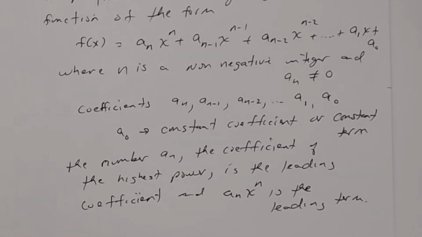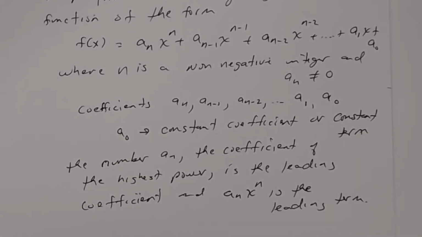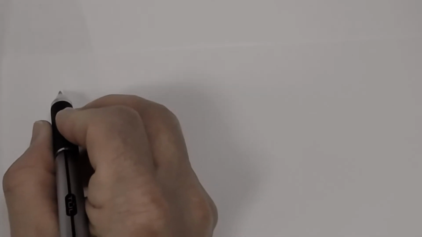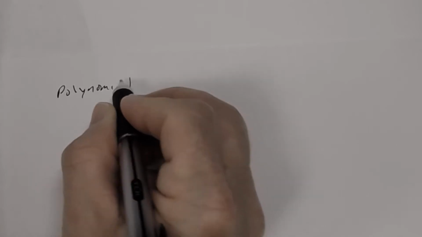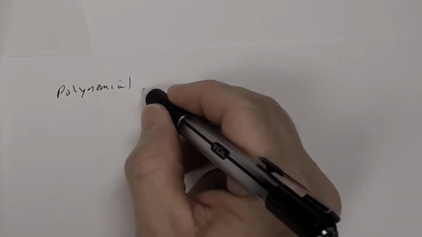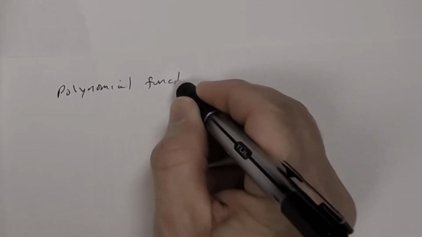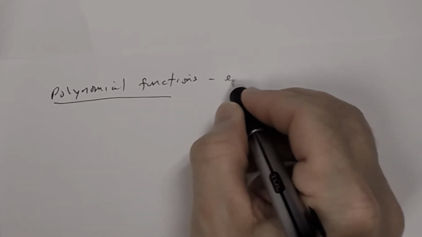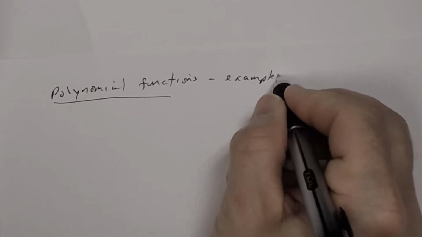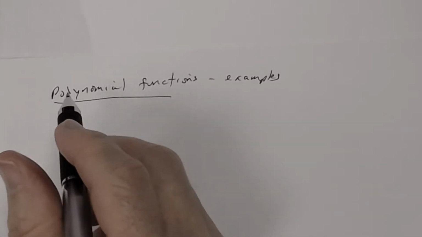So here are some examples of polynomial functions. Make sure you understand why what I'm writing is a polynomial function. All right, number one. So these are examples of polynomial functions. Let's look at this one.